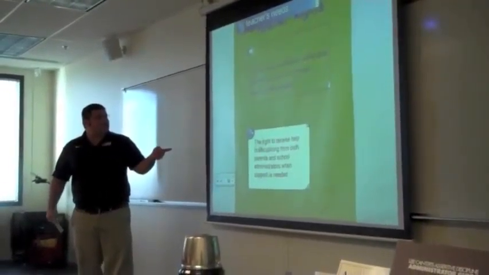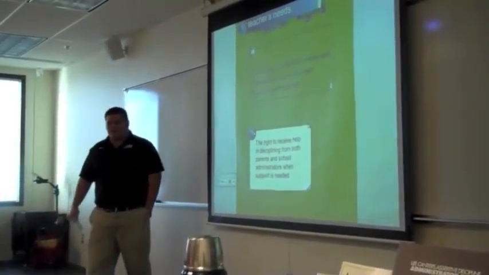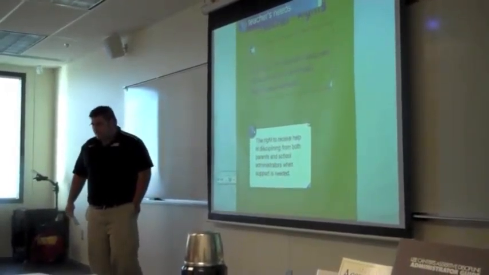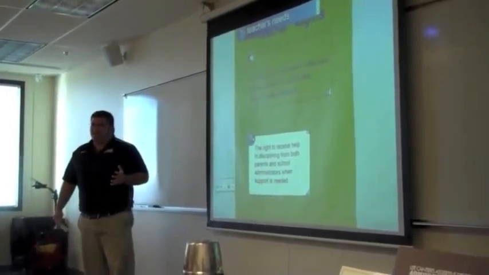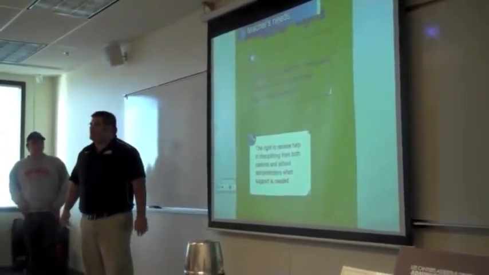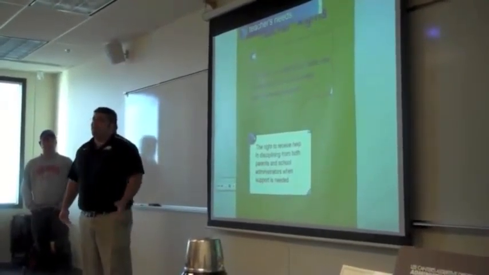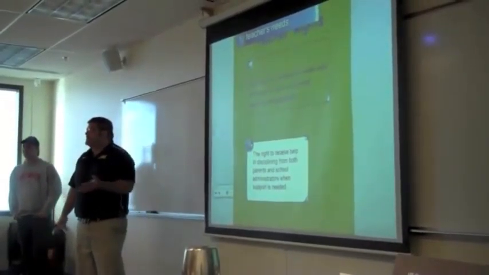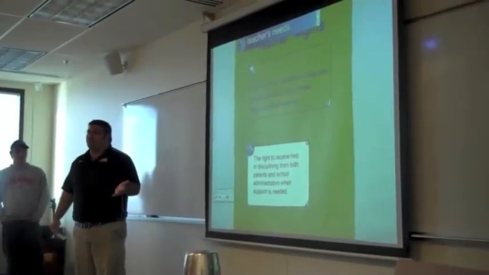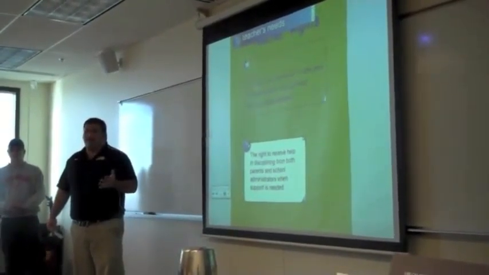All right, this one down here. The right to receive help and disciplining from both parents and school administrators when support is needed. Unfortunately, I think this one isn't something you can control. There's not really procedures. You can't make your administrator help you out. You certainly can't make your parents help you out as far as your rules and stuff at school, whether getting homework done and stuff. You can't control what happens outside your classroom.